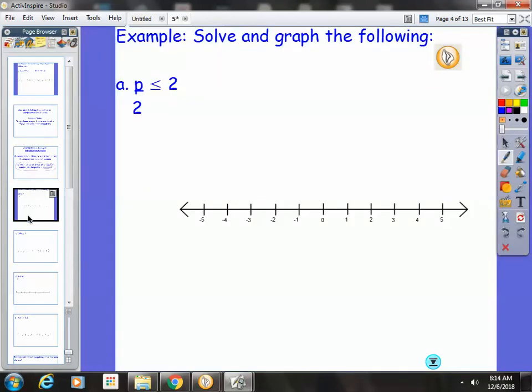So look at this example with me. This is letter A. P divided by 2 is less than or equal to 2. If this was an equation, not an inequality, what would you do to solve it? Good. Multiply by 2. So let's do that. I'm going to multiply the left side by 2, and I'm going to multiply the right side by 2. So we have P is less than or equal to 4.